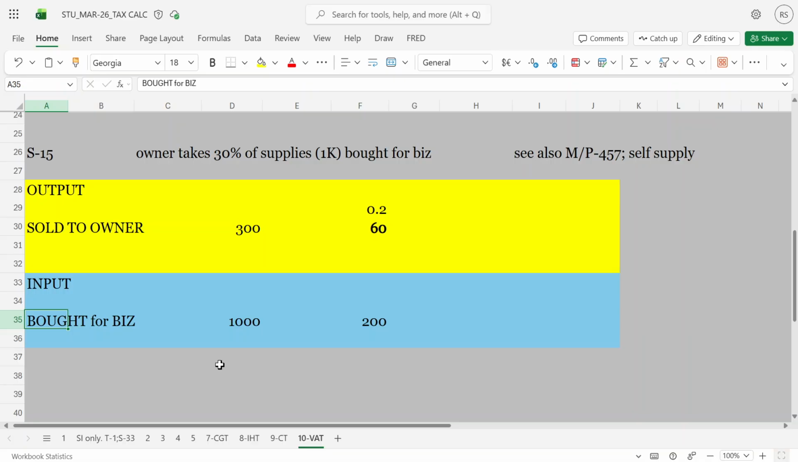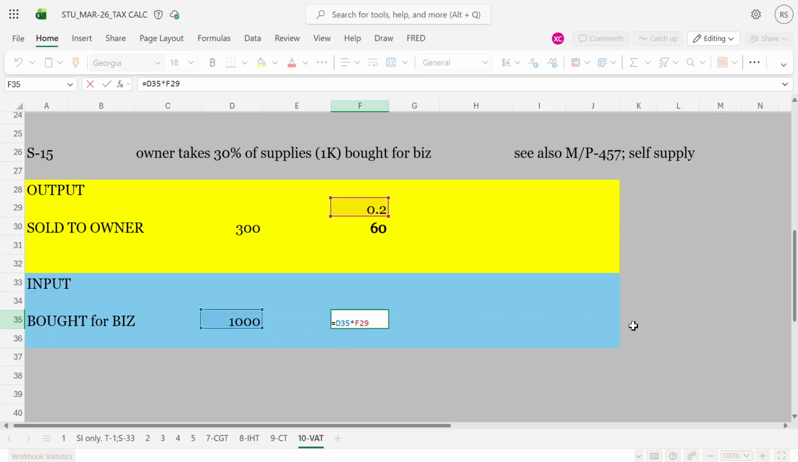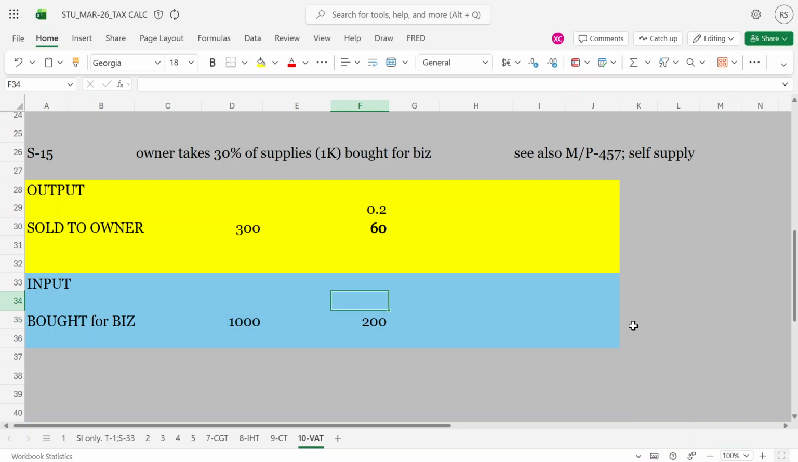They bought 1,000 worth of sugar, but then 300 worth of that sugar the owner took for his own use. So you can't get a net basis claim for input tax. If you bought 1,000 worth of sugar, then on that you paid 20%, which is the standard rated supplies rate.